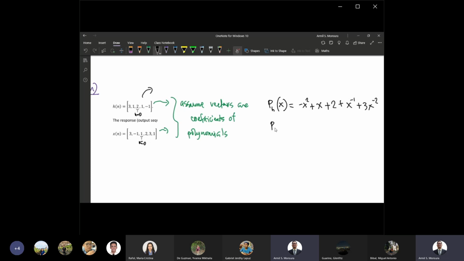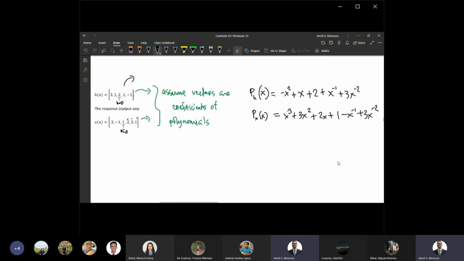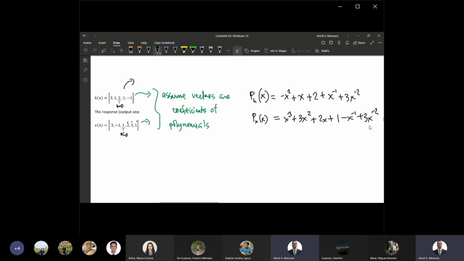While for x, p of x as a function of x, for n equals 0, it's 1, 2, 3. So this is x cubed plus 3x squared plus 2x plus 1 minus x raised to negative 1 plus 3x raised to negative 2. Okay? So again, the coefficients of your polynomials are based on these vectors. Then the n or the time index are actually exponents of the variable multiplied to that coefficient.